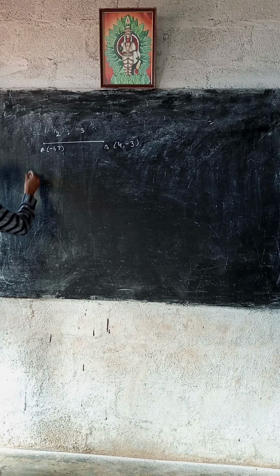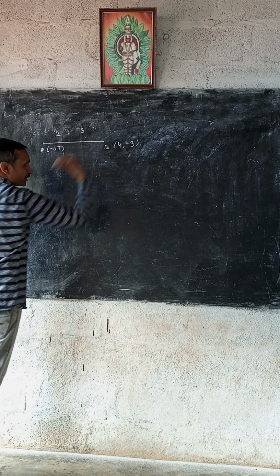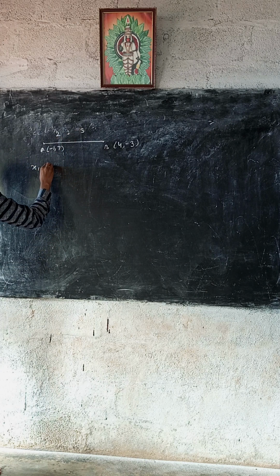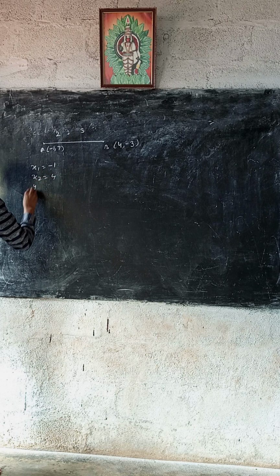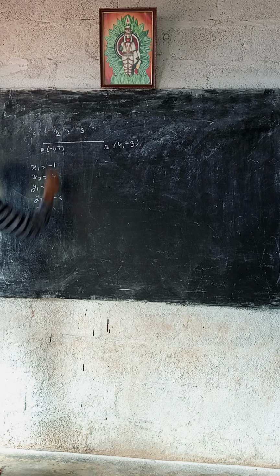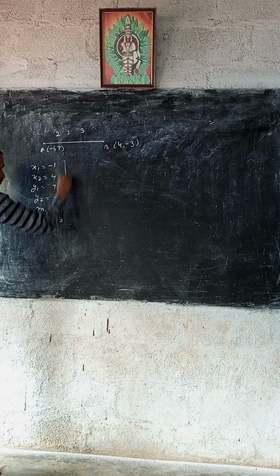So how to do it? We know these are x1, y1, x2, y2, and the ratio. Here x1 is equal to -1, x2 is equal to 4, y1 is equal to 7, y2 is equal to -3. m1 is the ratio in which it is divided, so m1 is 2, and m2 is 3.